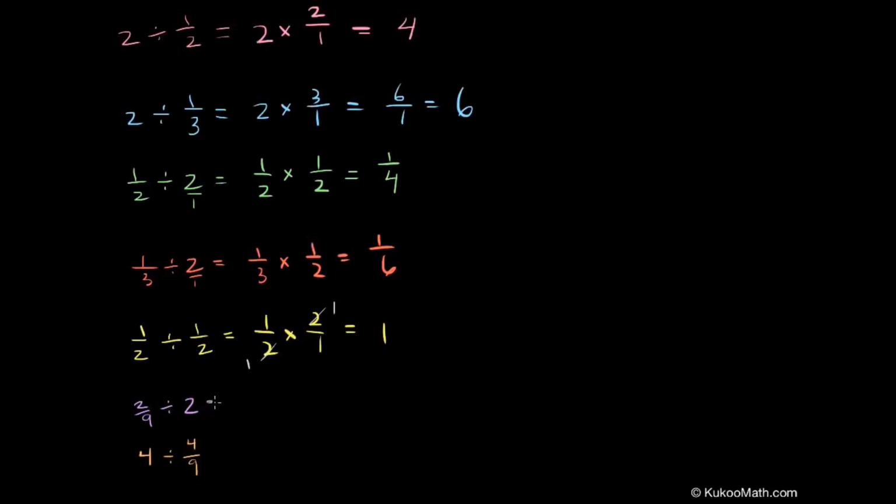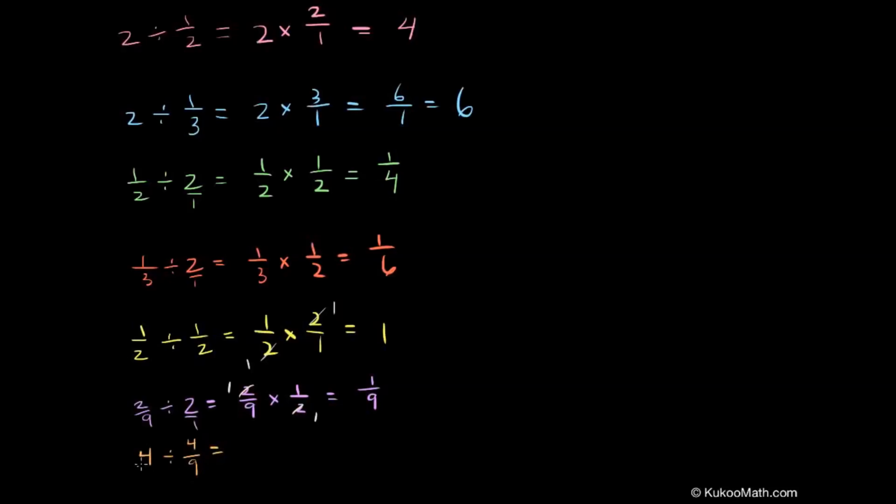Now we have 2/9 divided by 2. It's the same thing as 2/9 times 1/2 because it's 2 over 1. And then we can simplify. This becomes 1 and 1. And then when we multiply across, we get 1/9.